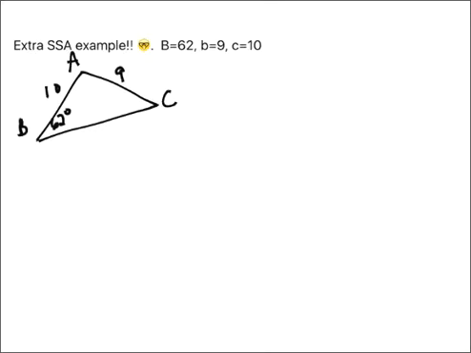So if you look, I'm giving you two sides and an angle that's not between them. So I'm giving you two sides, the angle is not between. Remember, you need to be careful with these. Let's start this. I've got the sine of angle B over B is equal to, we're going to have to do the sine of angle C here because I gave you side C.